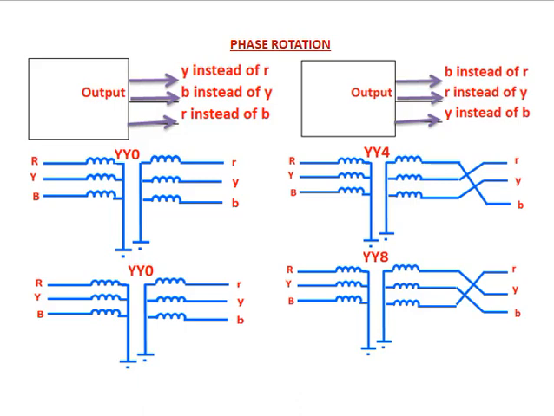So consider here diagram YY0. This Y phase is connected to R phase terminal, Y phase like that. So this is considered as a YY4. You see another configuration. Output of B phase is connected to R phase. Output of R phase is connected to Y phase terminal. Output of Y phase is connected to B phase terminal. This is called YY8. This is called phase rotation.